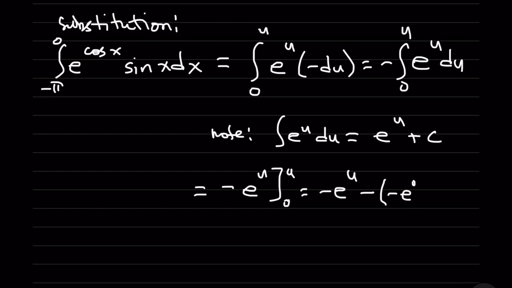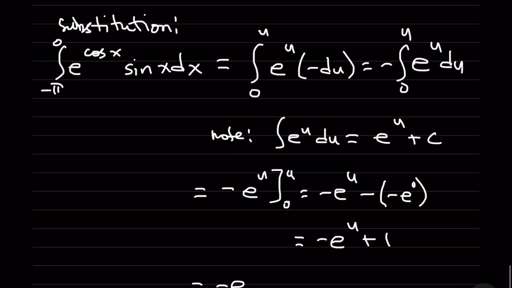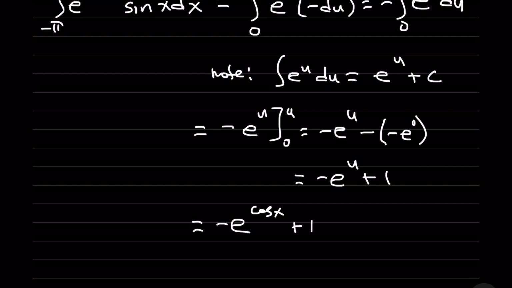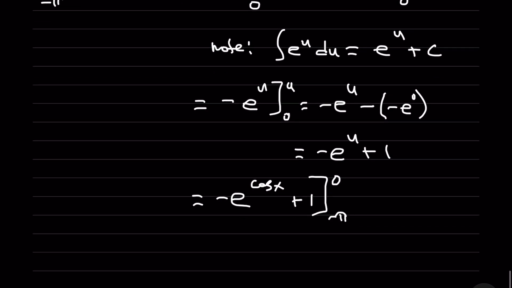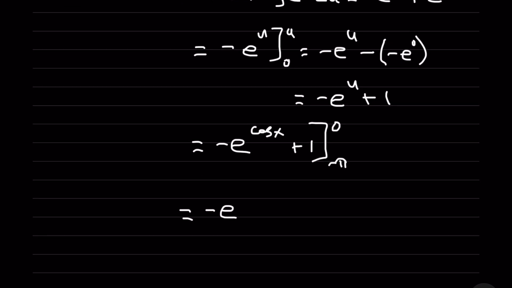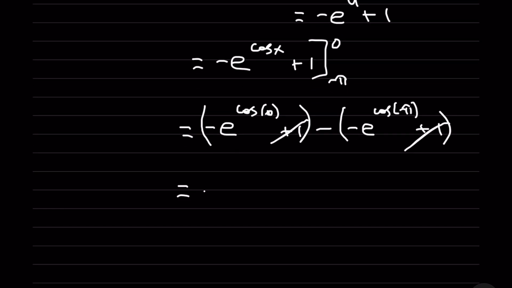So if you evaluate this using the upper and lower limits, u and 0, you have negative e to the u plus 1. Then you substitute the value of u, which is cosine x. Now you evaluate the equation from negative pi to 0. So 1 will be cancelled because you're left with 1 minus 1.